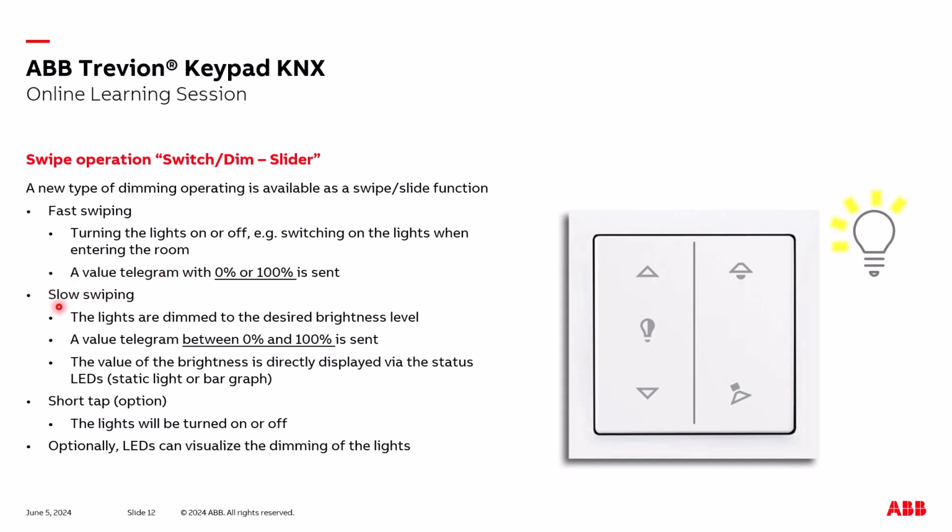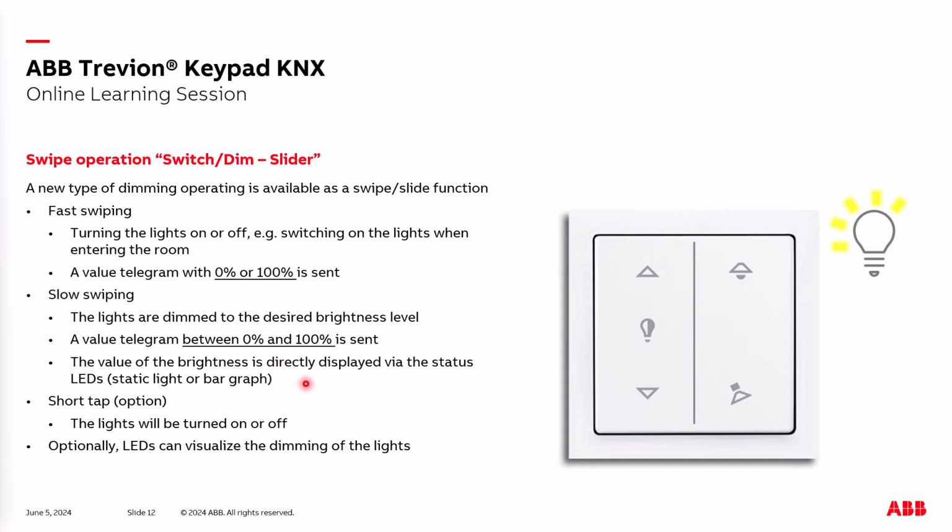And a so-called slow swiping. Slow swiping means you take your finger, you swipe up and down to the desired brightness level, and then the Trevion sends a value telegram between 0 and 100%.